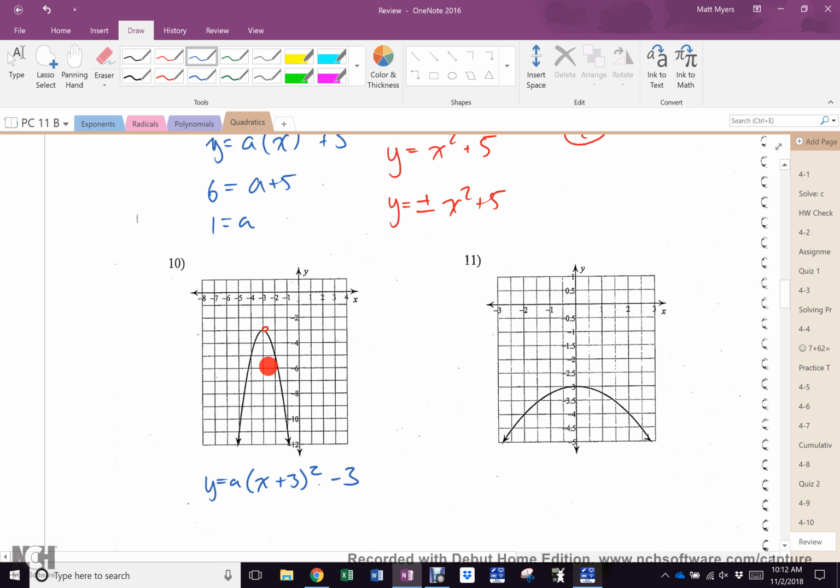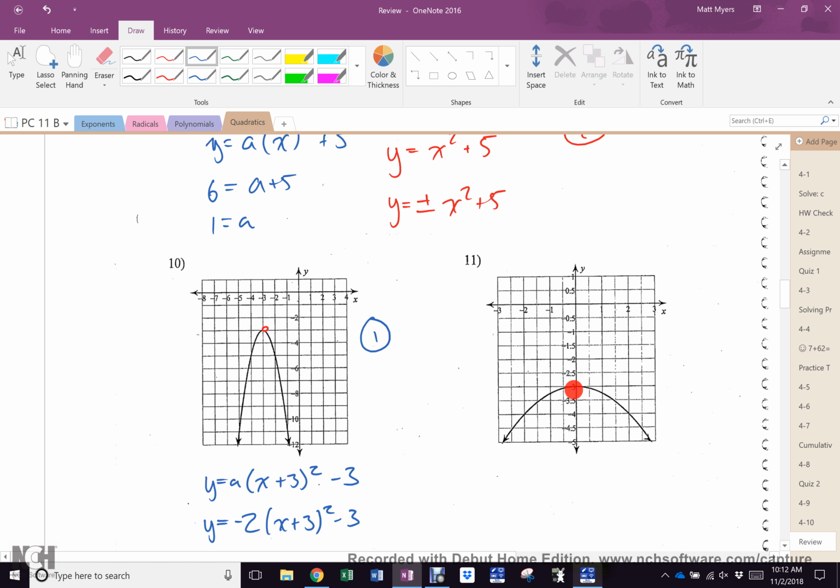Can I get the stretch from here? Yes. When I go over 1 to negative 2, how far down did I go? 2. I should have gone down 1, yes? But I went down double that. So what is my a? Negative 2. y equals negative 2(x plus 3) squared minus 3. 1 mark, because you only had to know one thing about the vertex.